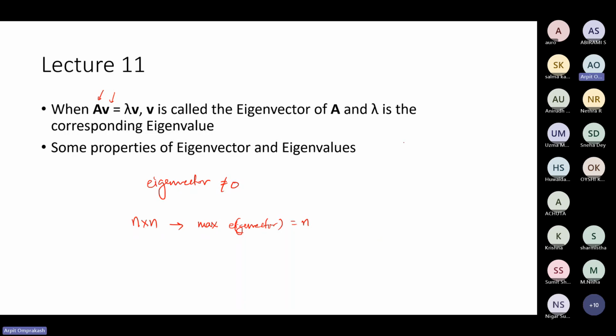Sir also talked about the symmetric matrix. A symmetric matrix is a matrix such that the transpose of that matrix is the same as the matrix. So if we flip the rows and the columns, we'll again get the same matrix.